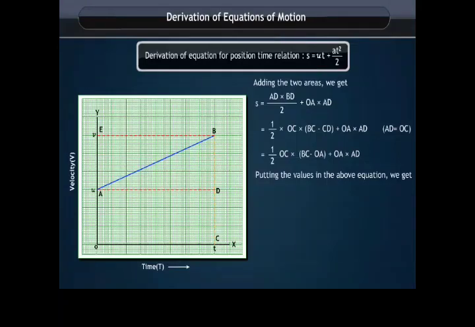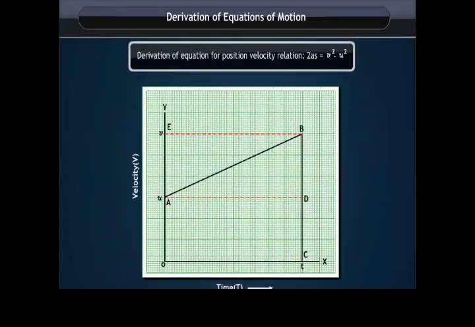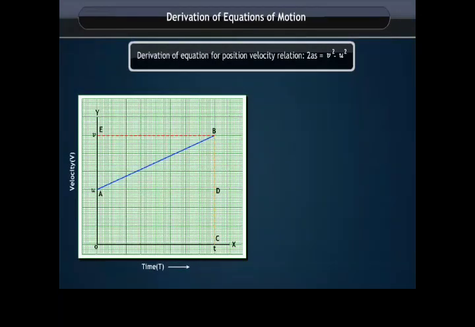Putting the values in the above equation, we get S is equal to half into T into V minus U plus U into T. So S is equal to UT plus half into T into AT. Putting V minus U is equal to AT, we get S is equal to UT plus half AT square. Derivation of equation for position velocity relation. 2AS is equal to V square minus U square.